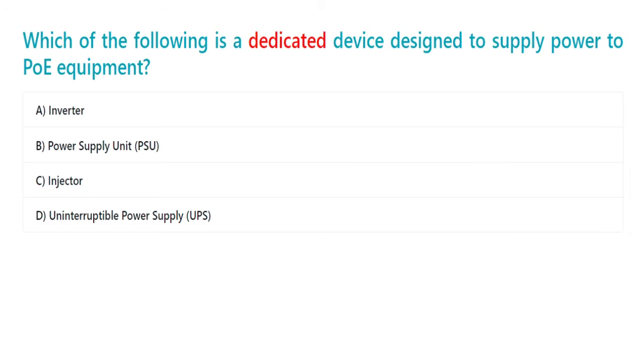Which of the following is a dedicated device designed to supply power to PoE equipment? A. Inverter. B. Power supply unit, PSU. C. Injector. D. Uninterruptible power supply, UPS.